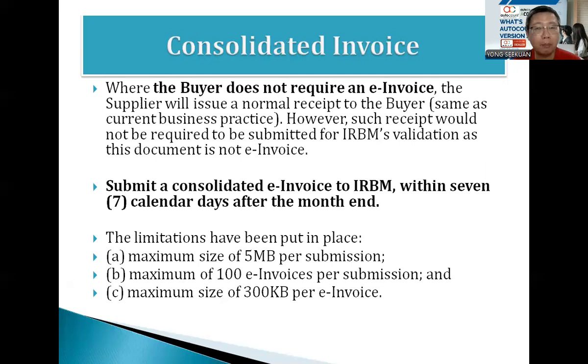Consolidated: the buyer does not require an invoice. Like when you go to a supermarket, you won't ask for an invoice at the counter, where they would ask for your tax information so that they issue the invoice. So no need. What we need to do is consolidate all your details and submit within 7 calendar days after the month. For example, if you consolidate this November, you submit this consolidated invoice before 7 December.